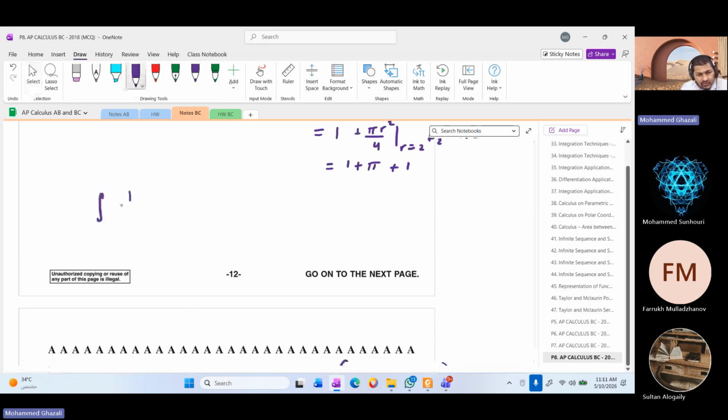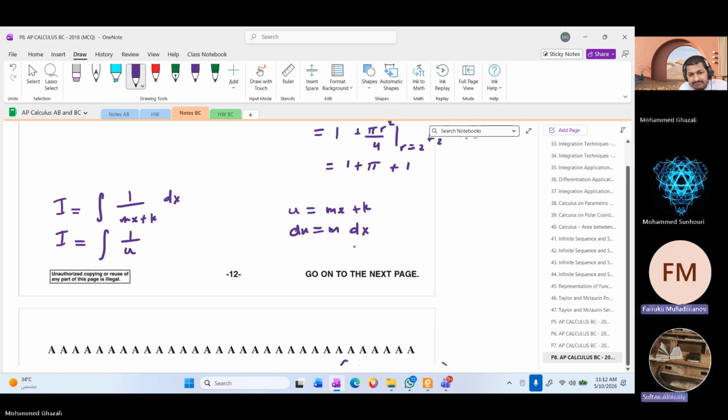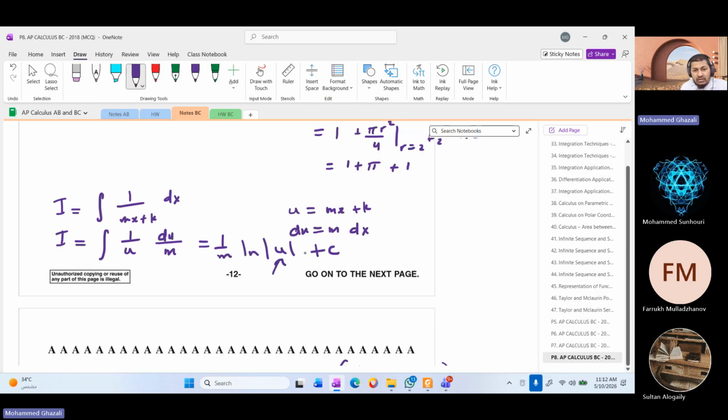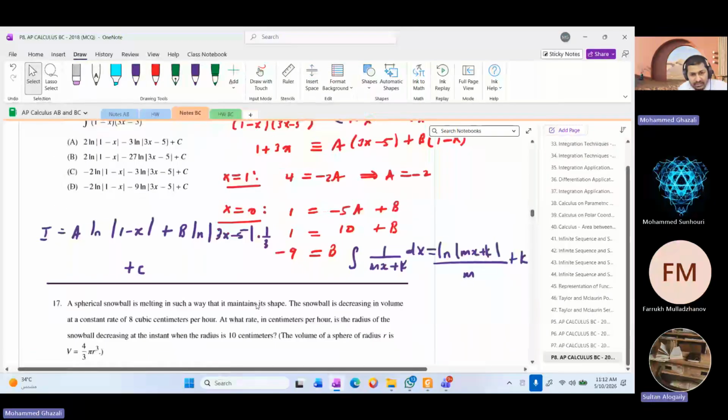See, integral of 1 over mx plus k dx. Let u equal mx plus k. So what's du? du equals m dx, correct? Right, so this integral will now become integral of 1 over u. What is dx? dx is du over m. So 1 over m, and then you divide again. Yeah, ln absolute value of u plus c. So sort out your u here. So you understand? That's the reason why I multiply by 1 over 3.